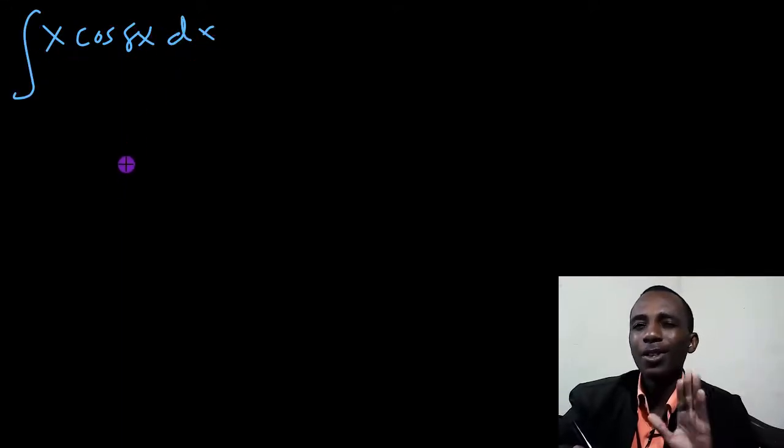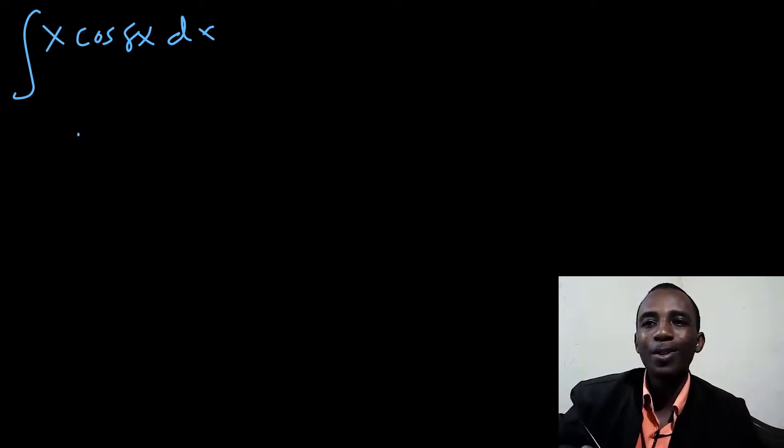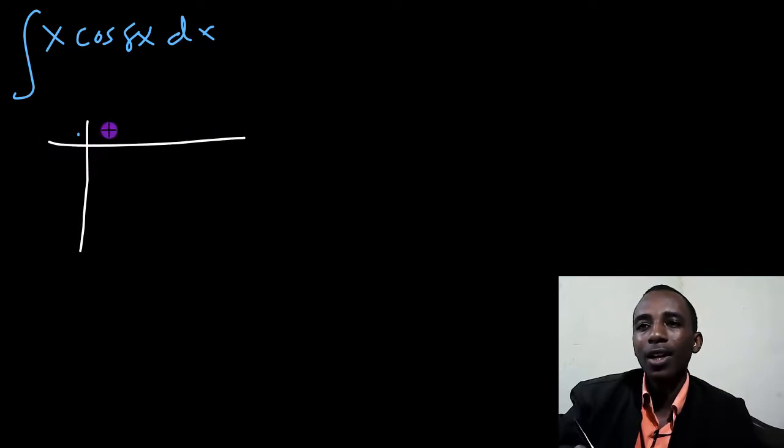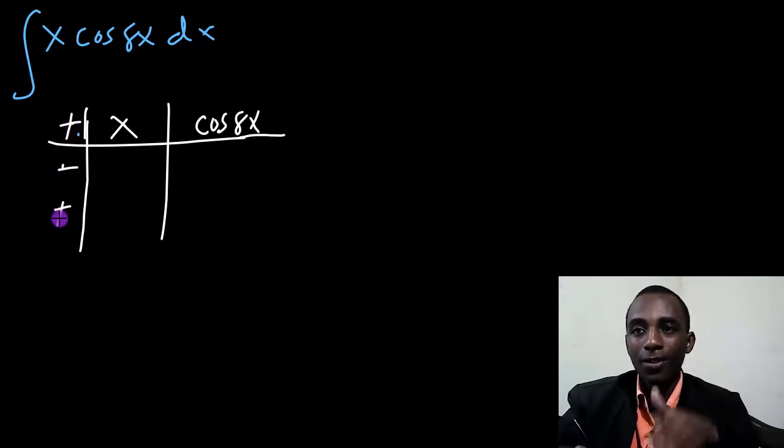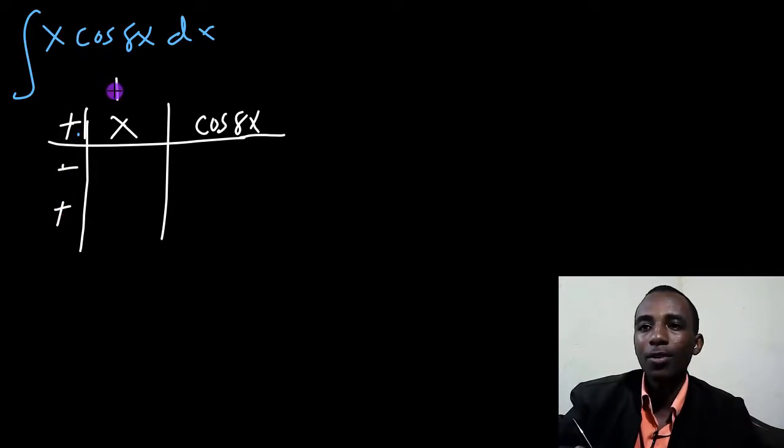So the first one is x cos 8x. Let's see what this integral is. I'm really not going to go the first principles method. I'm going to use the simpler table method here. So I'm going to write the function that is easy to differentiate, and that's the x, and then the one that is easier to integrate, that's the cos 8x, right? So I'm going to assign the signs here, positive, negative, positive, and so on. I'm going to differentiate this. I'm going to integrate this.